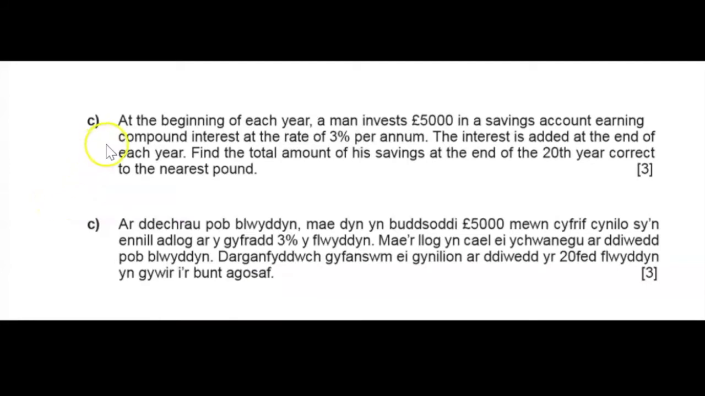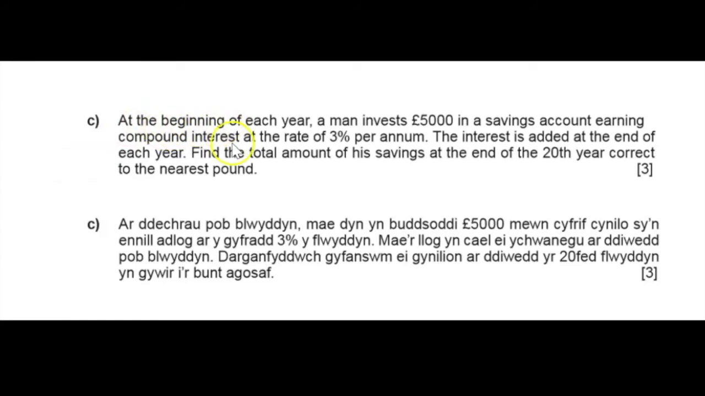Part C. At the beginning of each year, a man invests £5,000 in a saving account, earning compound interest at the rate of 3% per annum. The interest is added at the end of each year. Find the total amount of his savings at the end of the 20th year correct to the nearest pound.